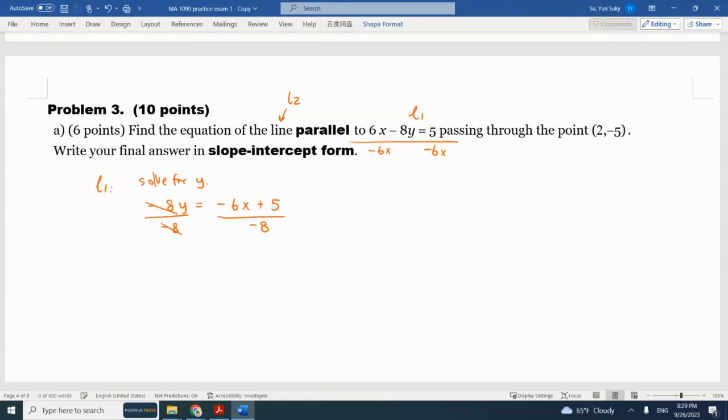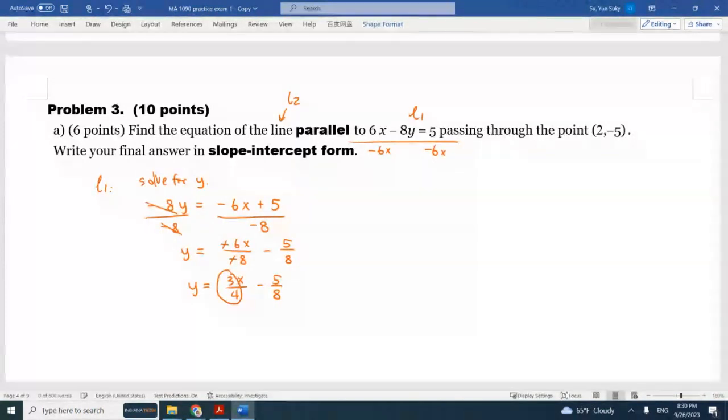On your left hand side, -8 cancel. On your right hand side, you get -6x over -8. And then you have 5 over -8 when you split them. But you can move the minus from the denominator to be in front of the fraction. And you can simplify. Do you see the minus cancel? And 6 and 8 have a common factor 2. 6 divided by 2 is 3. 8 divided by 2 is 4. So we get this.